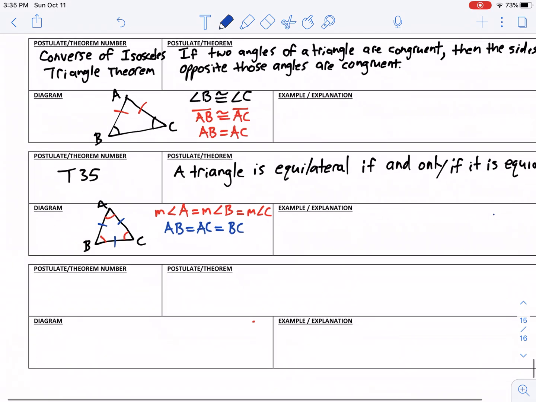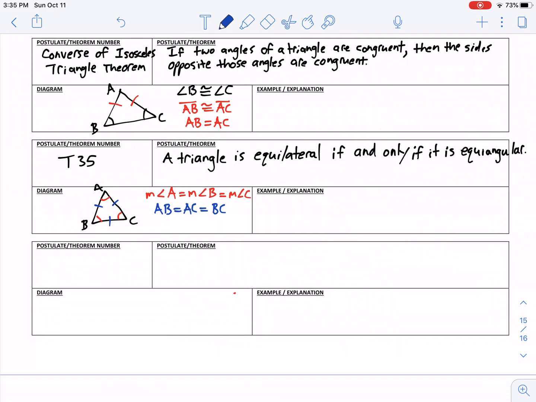Okay, so a triangle is equilateral if and only if it's equiangular. So if all the angles are the same, then all the sides will be the same. If all the sides are the same, then all the angles would be the same. Okay?